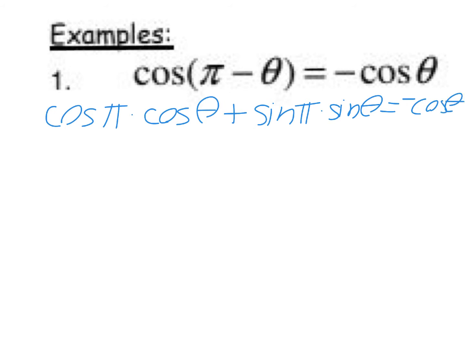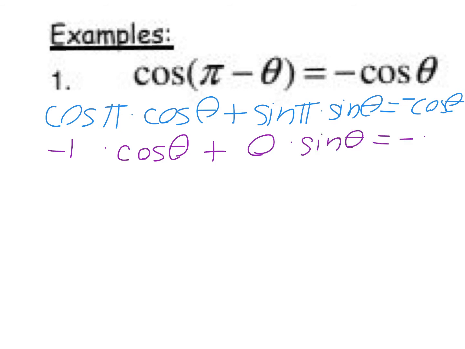Well, at this point, we're going to plug in our values that we know from our unit circle or from our memory. The cosine of pi is negative 1. The cosine of theta is still the cosine of theta. I'm going to add to it the sine of pi, which is 0, times the sine of theta. We're going to say that's equal negative cosine of theta. Well, by multiplication, anything multiplied by 0 is simply 0. And negative 1 times the cosine of theta is simply negative cosine of theta.